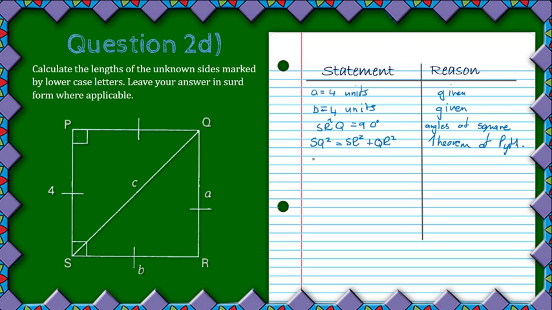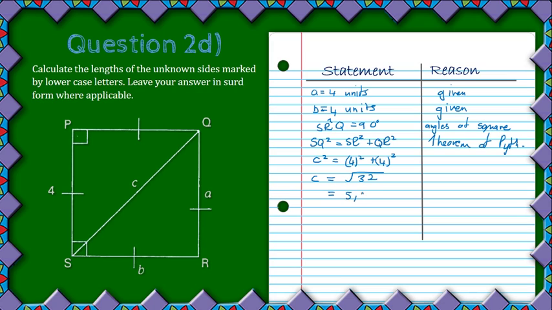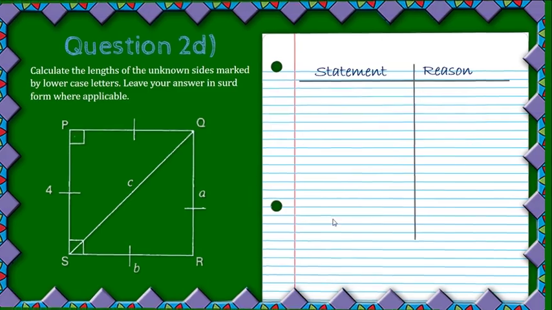Okay, so now substituting our known value, C squared will be equal to 4 squared plus 4 squared, and C is then the square root of 32. So then we can just put that on the calculator to 2 decimal places. So the square root of 32 is equal to 4 square root of 2, which to 2 decimal places is 5,66. So 5,66 units.